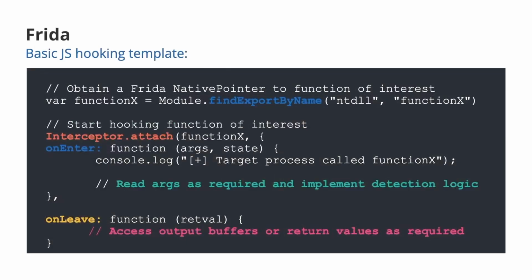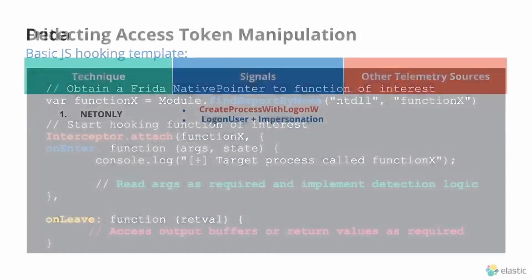This is an example of a very basic Frida JavaScript template. We use find export by name to resolve the function of interest, and this returns a Frida native pointer. Then we use Interceptor.attach to start hooking. The onEnter and onLeave callback functions are where the main guts of our detection logic will reside, and here we can start looking at arguments and implementing our logic.